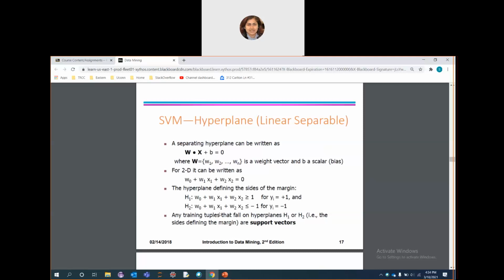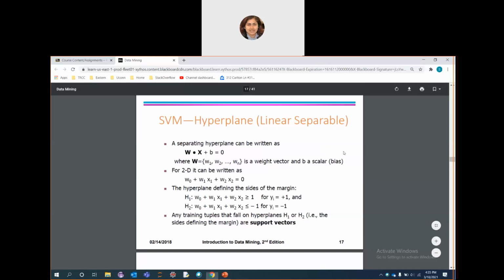Then comes support vectors. What does it mean by support vectors? Any training data set or tuple is considered as one row. As each point is a two-dimensional point, it is considered a row, that is x1 and x2. That is one point. If any training tuple falls on the hyperplanes h1, h2, that are the sides defining the margin, these are the support vectors.